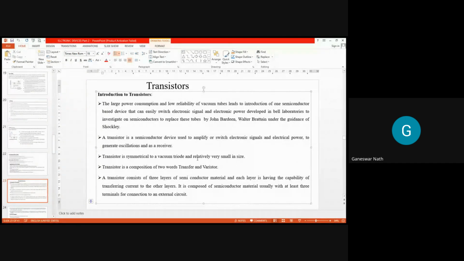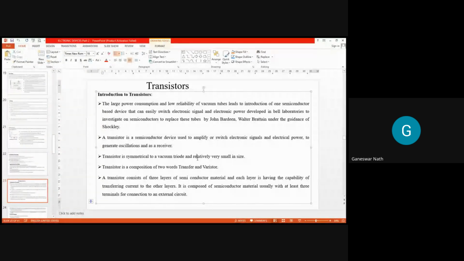Yes. So coming back, this is the introduction. All of you know the large power consumption and the low reliability of vacuum tubes led to the introduction of a semiconductor based device that can easily switch electronic signals and electronic power, developed in Bell Laboratories to investigate semiconductors to replace these tubes by John Bardeen and Walter Brattain under the guidance of Shockley. So that is why you can find the transistor history if you go.